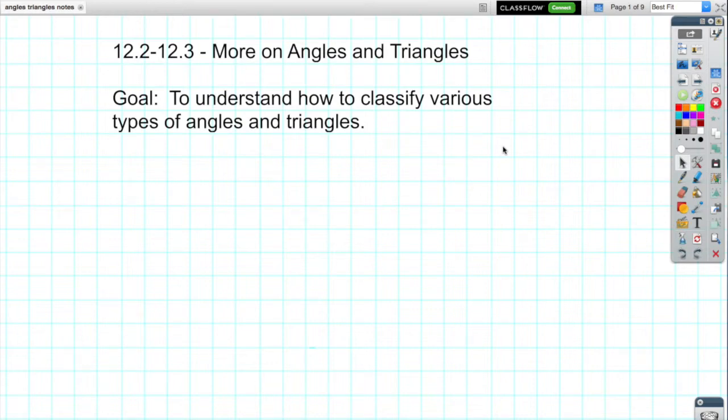Lesson 12.2 and 12.3. So here we're going to combine two different sections just because they're really short ones. I figured these could be combined into a single lesson. We're going to learn a little bit more on angles, and we're going to start delving into shapes, specifically triangles. So your goal is to understand how to classify various types of angles and triangles.